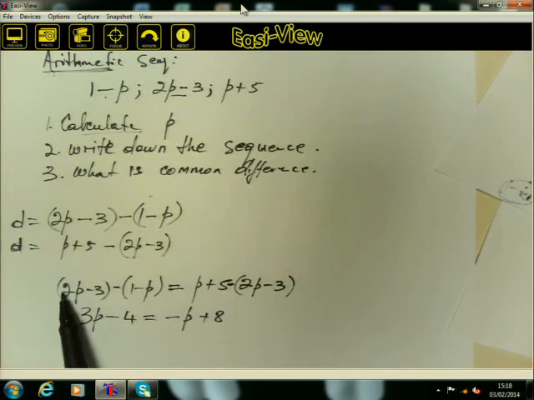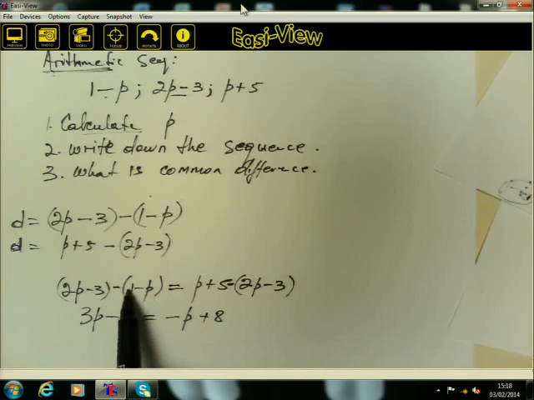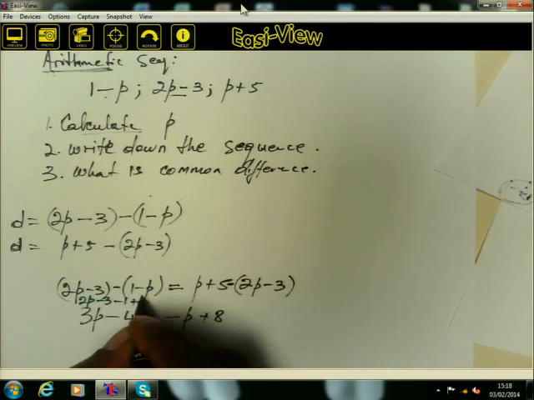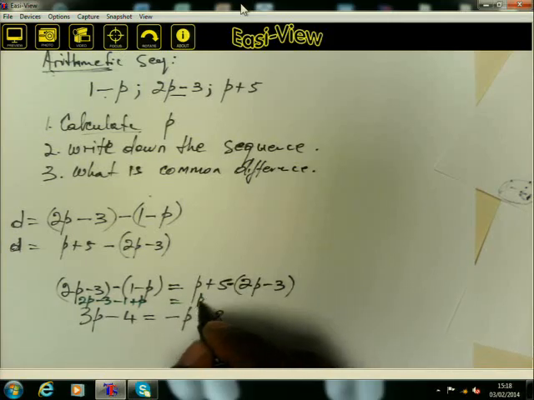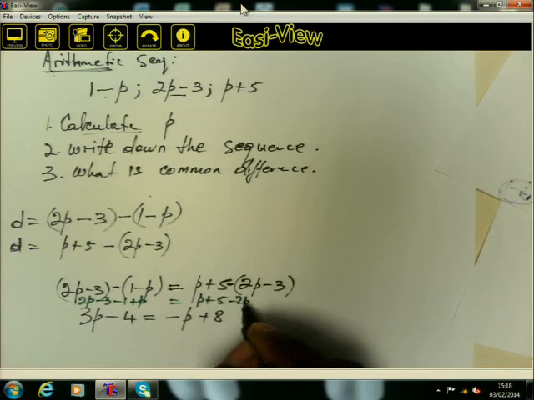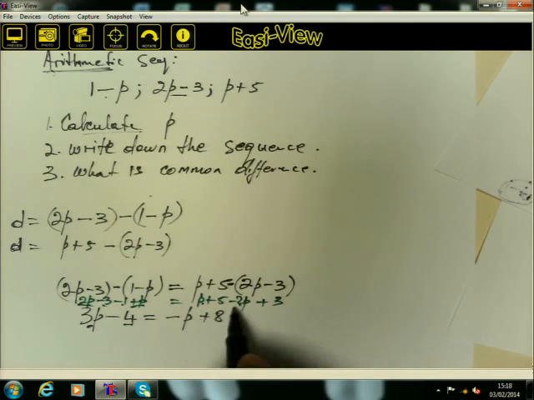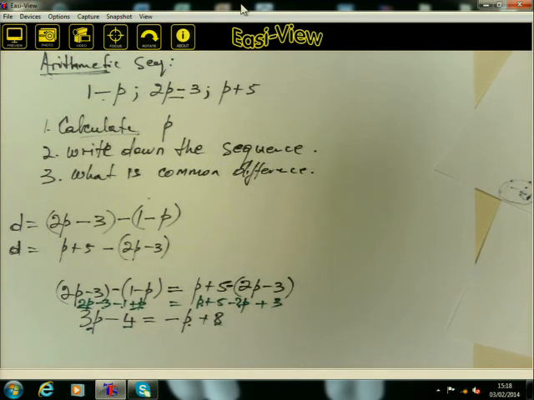Where does that come from? If you multiply this, remember this is going to be negative 1, negative p. This is going to be 2p minus 3 minus 1 plus p. That side it will be p plus 5 minus 2p plus 3. So the like terms, this and that one are giving us 3p. This one and that one are giving us minus 4. P and that one give us minus p. This and that one are giving us 8. So we group them together.